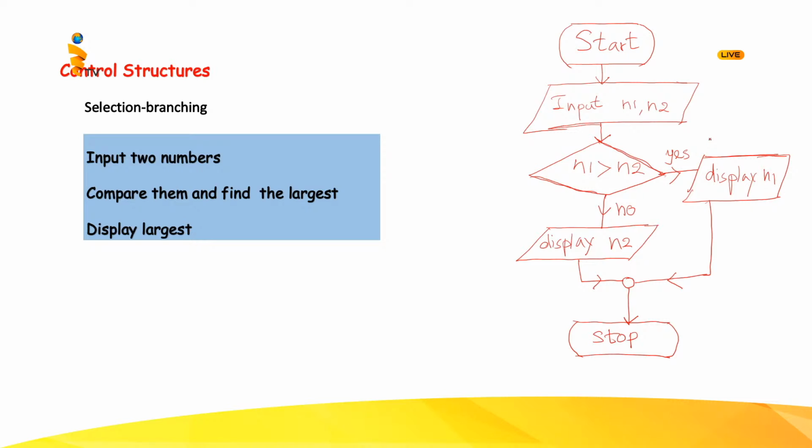If it is false, we have to move along this no path. So here we select. That is why this control structure is called selection or branching. We can't go along both paths. You have to select only one path. Then after displaying the answer, we have to put a connector and add one arrow to the stop. So you can find problems like this in your papers. There are certain questions. Try to do the questions and draw the flow charts for those questions during this time.